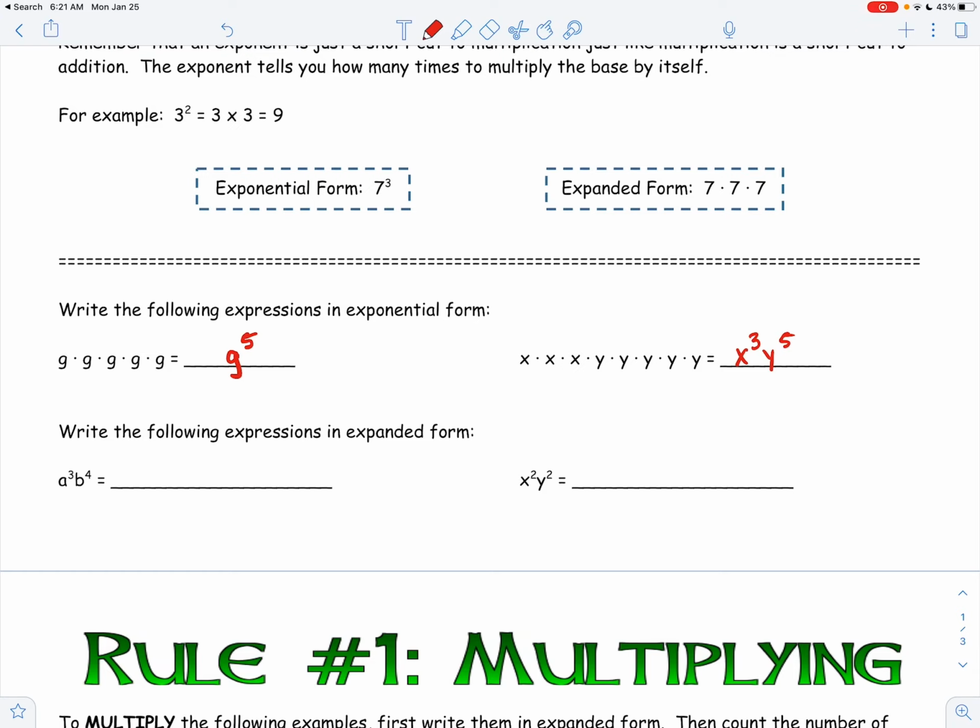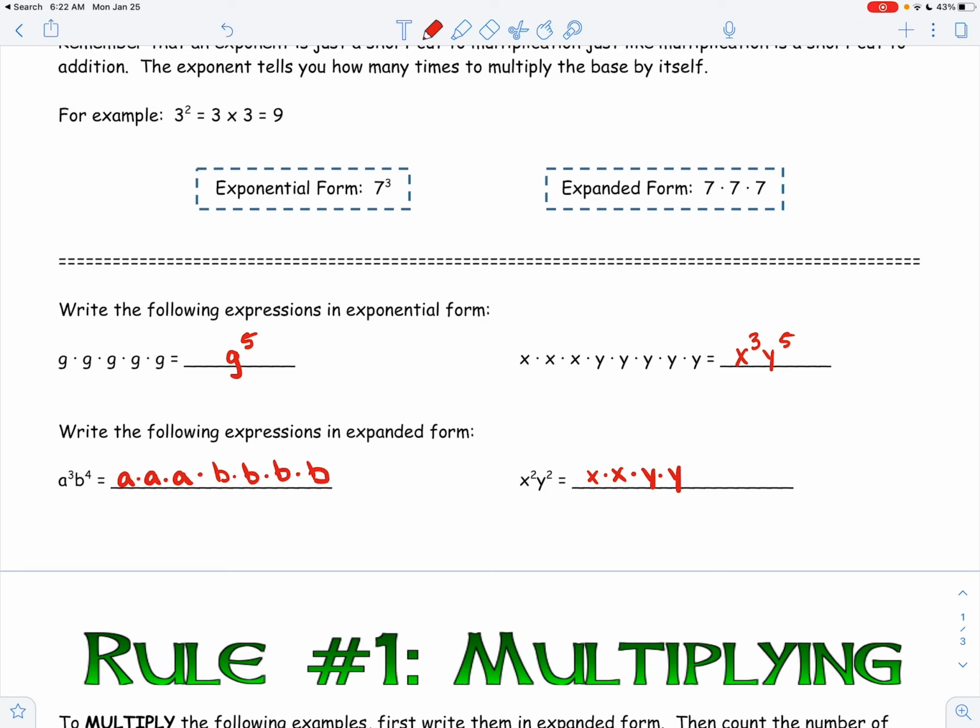Now for the next part, it says write the following expressions in expanded form. Note, a to the third, b to the 4th. We can write this as a times a times a, and then b times b times b times b. We wrote a 3 times and b 4 times. Now let's try x squared, y squared. This can be written as x times x times y times y. We multiplied x twice and y twice. And this is the gist of what you need to know about exponents.